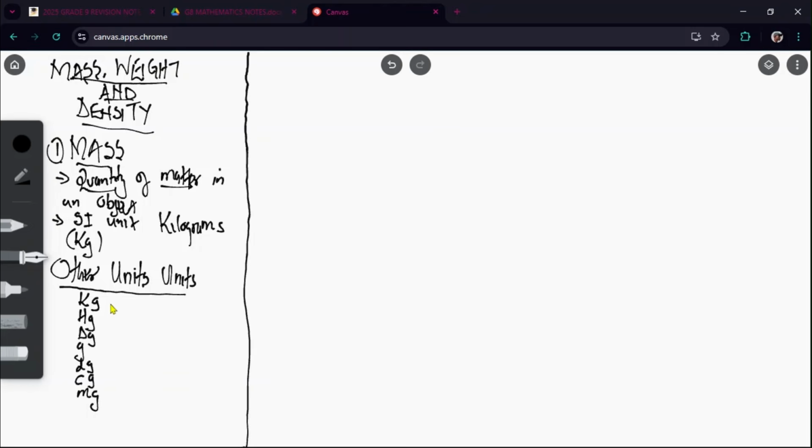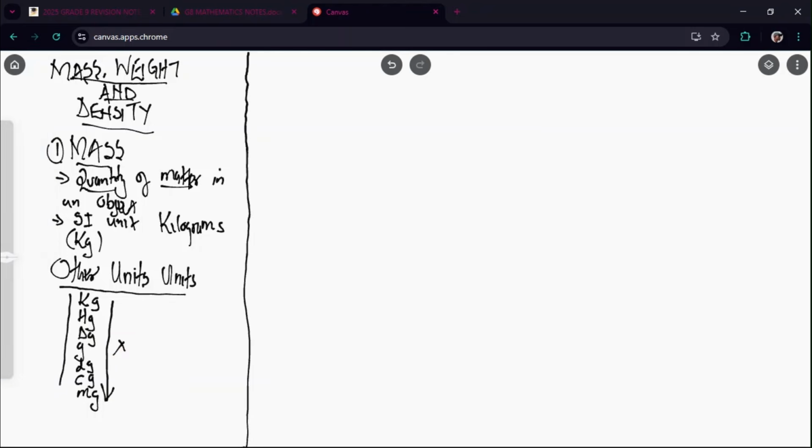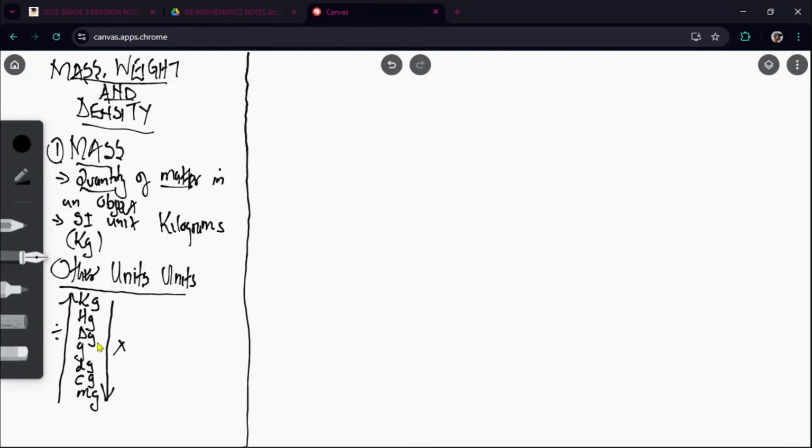But simply, when you are converting these units, moving down, you multiply. We'll see what you're multiplying with. But when you're moving in the opposite direction, which is up, you divide your units. We'll have an example to explain more what is the meaning of that.